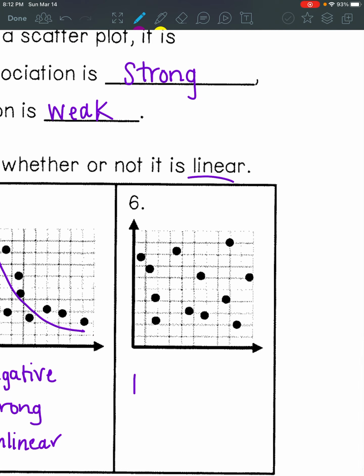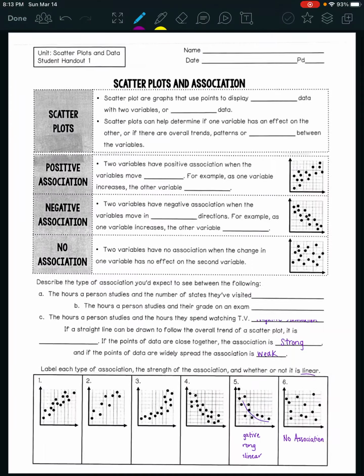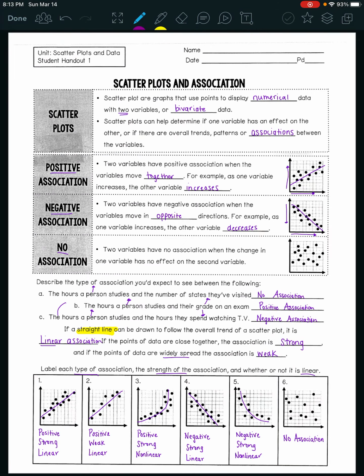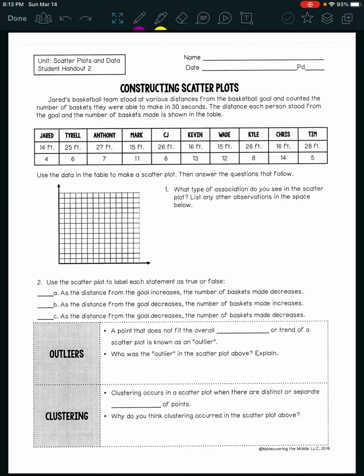And then last example, there's just points all over the place. So this is an example of a no association, which means that it's not strong or weak, and it also doesn't have a linear relationship. So there are those examples. That's how we look at a scatter plot and decide the pattern, what's happening between those two variables that are listed on the scatter plot. So next example, we're actually going to construct a scatter plot.